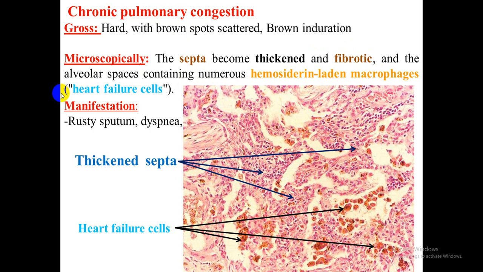The presence of hemosiderin-laden macrophages is called heart failure cells. As we see here in the affected lung, chronic pulmonary congestion appears as thickening of the alveolar septa due to fibrosis and infiltration of chronic inflammatory cells, resulting in contraction or retraction of the alveolar spaces, which contain hemosiderin-laden macrophages, which they call heart failure cells. This is mostly associated with rusty sputum, and certainly it will be associated with dyspnea.